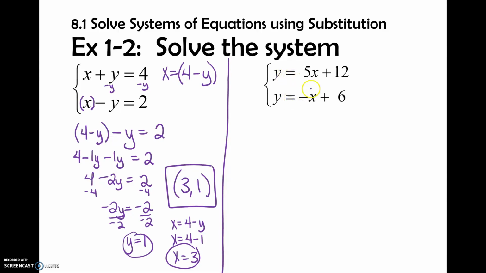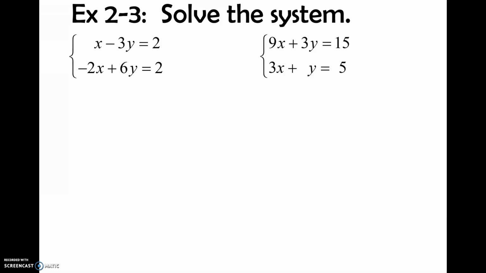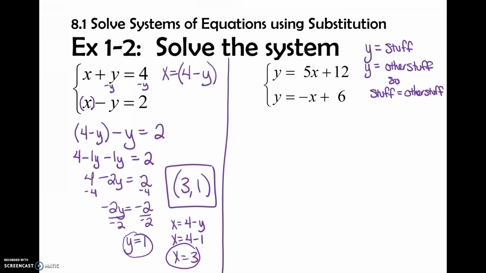This second example is my favorite type. Basically, y equals stuff. Y also equals other stuff. So stuff is going to equal other stuff. Go back. Y equals this. Y also equals that. The y's are going to be the same. So if these two y's are the same, then these two boxes have to be the same.